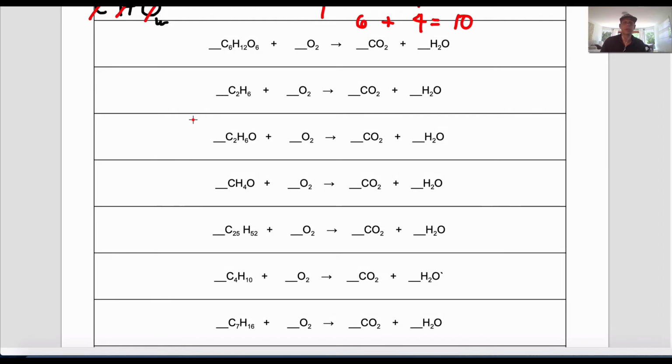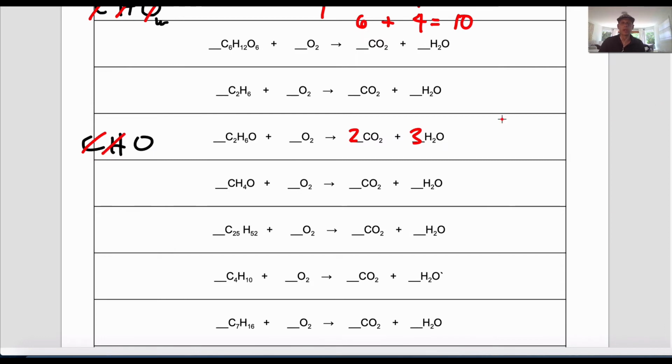Okay, so it's a combustion reaction, so CHO. Okay, start with carbons. How many carbons here? 2. How many carbons here? 1. So I put a 2 here. Carbons are good. How many hydrogens here? 6. How many hydrogens here? 2. Well, how many of those do I need to make 6? 3.